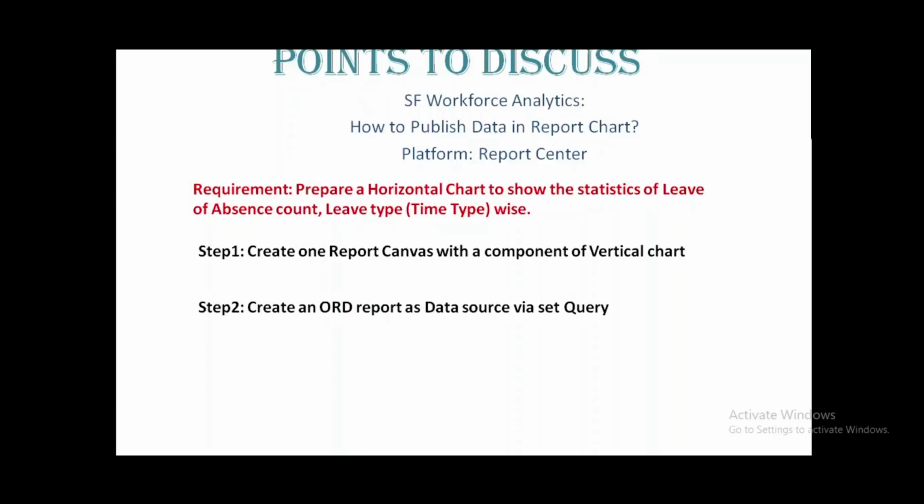Step 2 is creating an ORD report as a data source via a query, meaning creation of a query. We are going to create a query in advanced reporting and use that as a data source in our vertical chart. Step 3 is assigning measures and columns of our created ORD report, and the fourth step is formatting the report. So let's go into the system and check how it works.